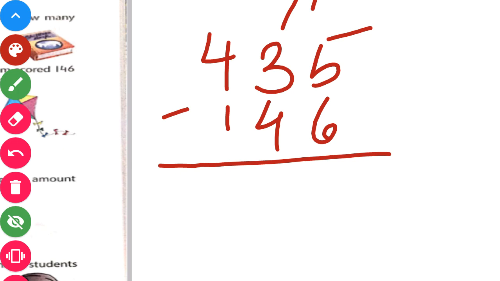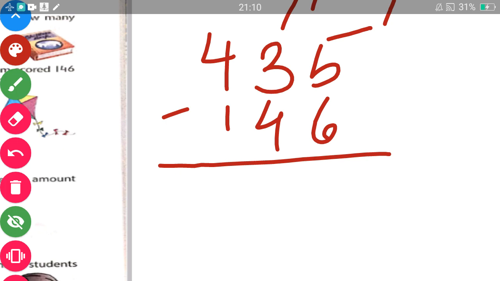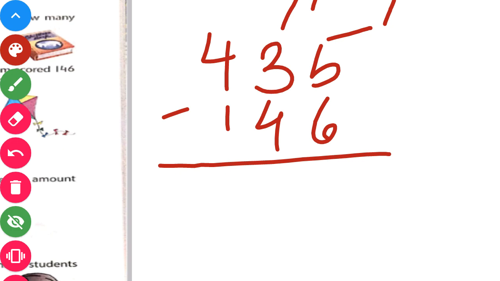Yeah, solve this question. Okay, so we are having 5 at ones place. We cannot subtract 6 from 5. What we will do? We will take a borrow. So this 3 will give a borrow and this 5 will become 15 and 3 will become 2.